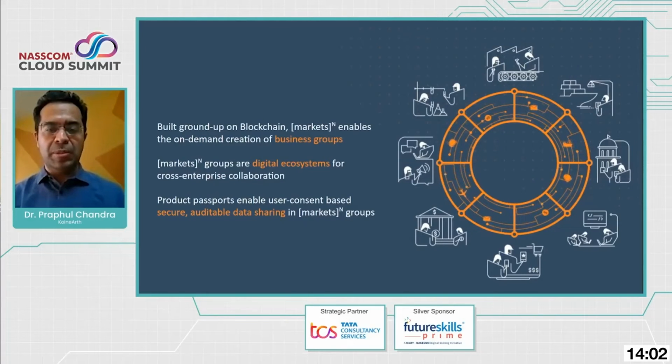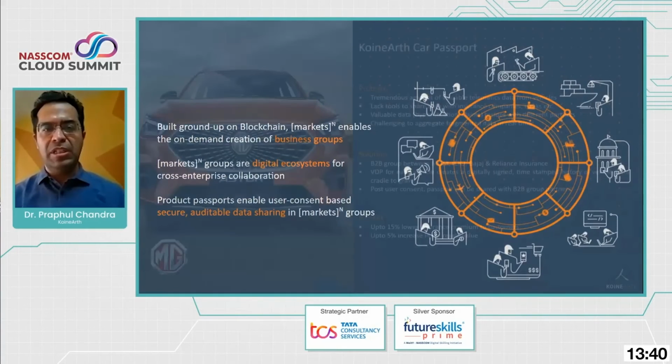Product passports are representations of physical assets on these digital ecosystems, and they are used for secure auditable data sharing because the data recorded in the passport is A, digitally signed, B, time-stamped, and C, cannot be deleted or modified. And that really is the value proposition of a product passport. Let me give you an example.